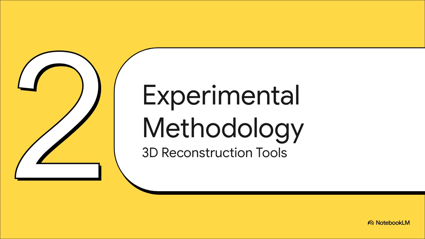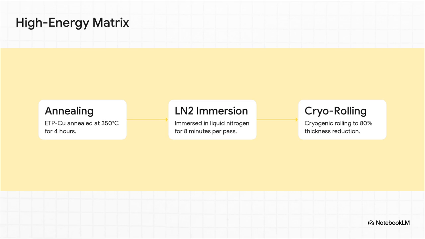Moving right along to Section 2. Our 3D reconstruction experimental methodology. To forge the high-energy matrix required for the study, the copper really had to be pushed to its limits. The process kicks off with annealing the ETP-copper at 350 degrees Celsius for 4 hours, followed by an 8-minute immersion in liquid nitrogen per pass. Finally, the material undergoes severe cryogenic rolling down to an 80% thickness reduction. This massive deformation at cryogenic temperatures practically freezes dynamic recovery, storing an immense amount of deformation energy that will ultimately drive spontaneous room temperature self-annealing.